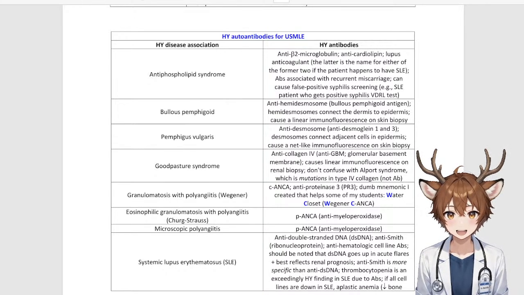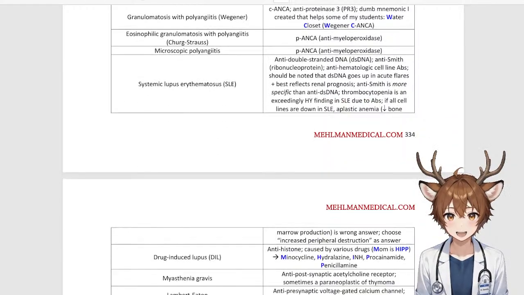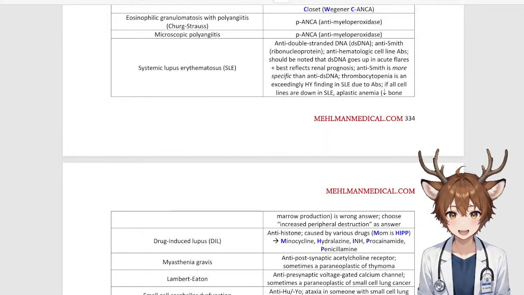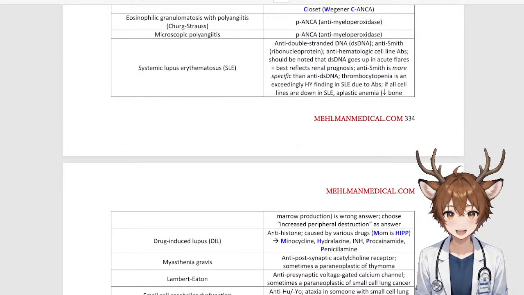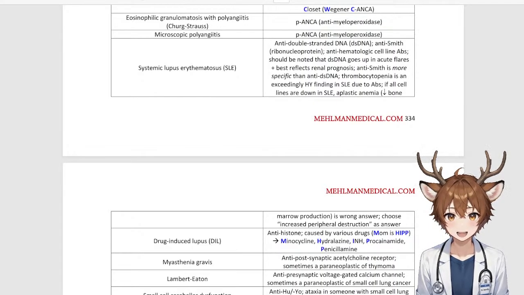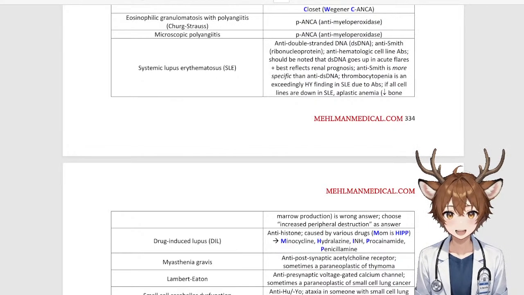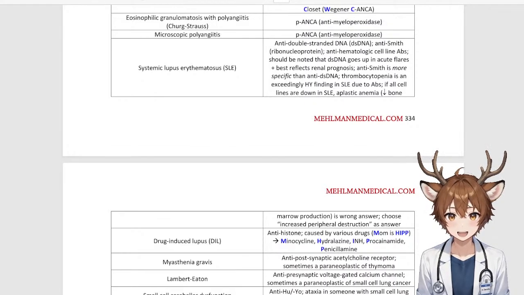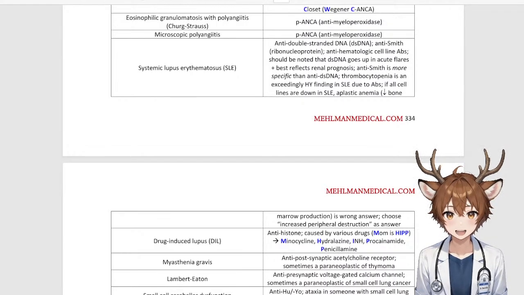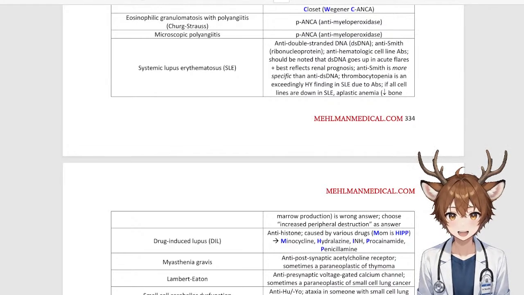Systemic lupus erythematosus, or lupus, standard lupus. When we hear lupus, we usually think about SLE. Anti-double-stranded DNA, dsDNA, anti-Smith ribonucleoprotein, and anti-hematologic cell line antibodies. It should be noted that the dsDNA, or double-stranded DNA, goes up in acute flares, plus best reflects renal prognosis. Anti-Smith is more specific than anti-dsDNA.